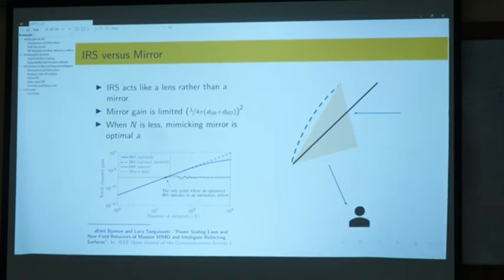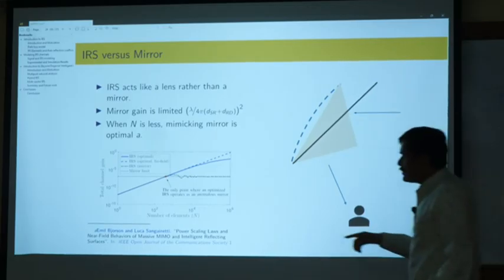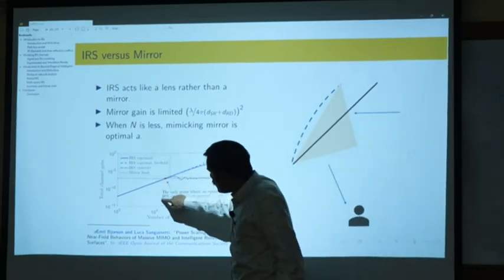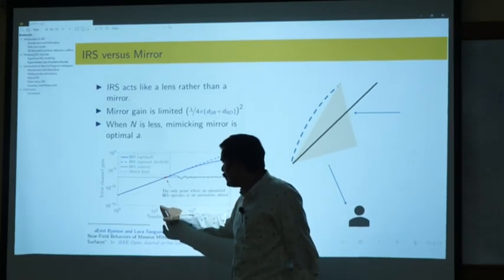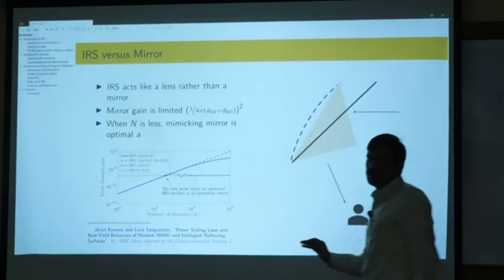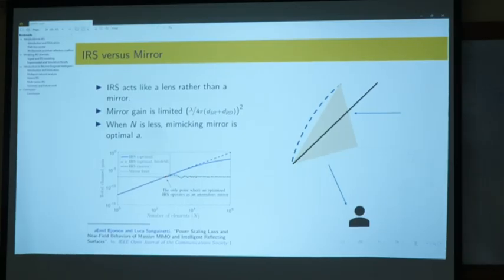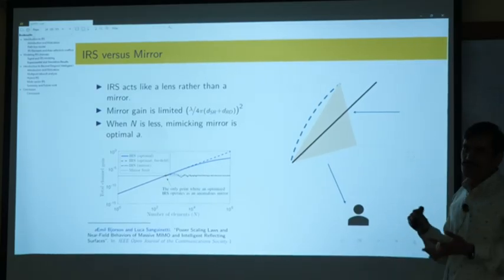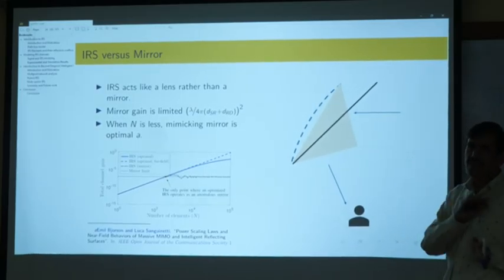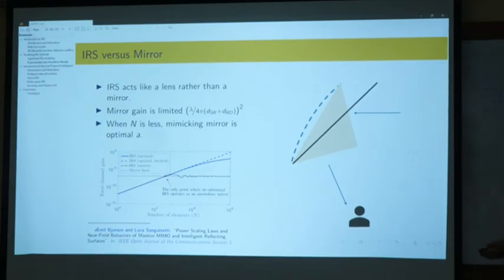For example, this point comes at around 120 or something. This is 100 or 200 or something. Less than 200 it is coming. So if you have a number of elements less than that, you can define your elements such that they reflect directly like a mirror.